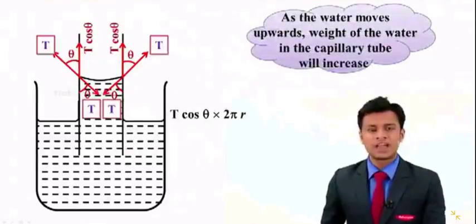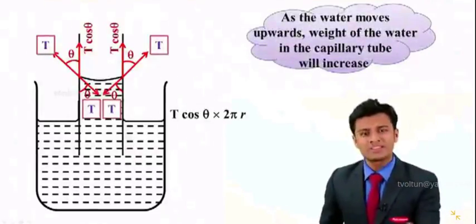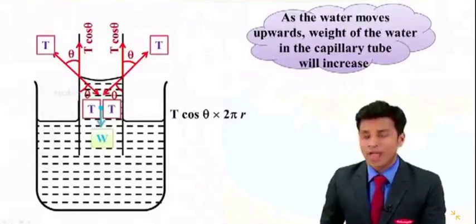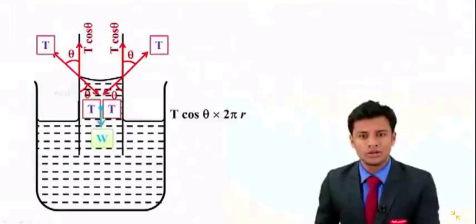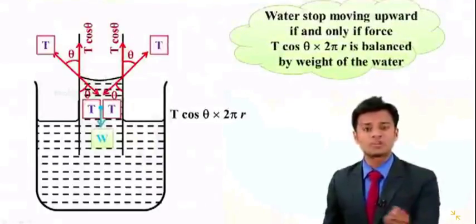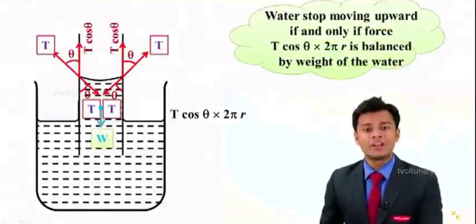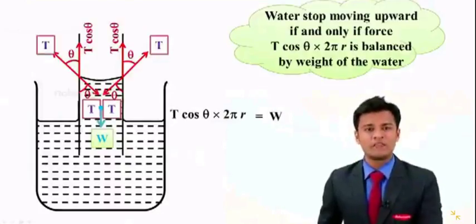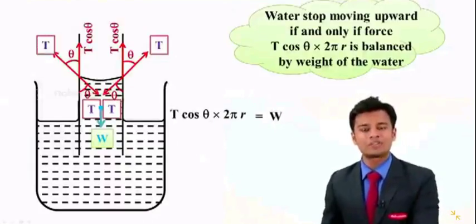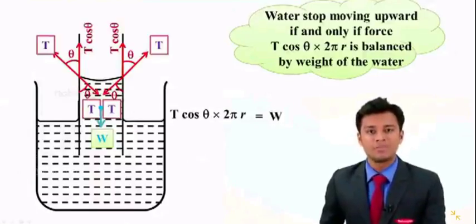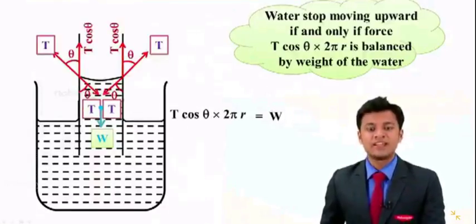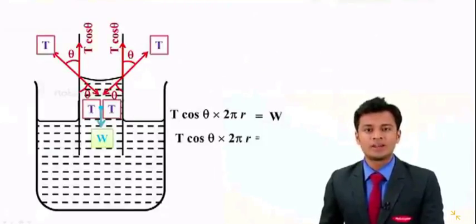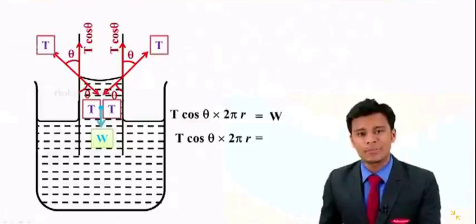But class, if you look at the diagram carefully, as we know that as the water moves upwards, its weight increases inside the capillary tube, and that weight is acting vertically downward. So the upward force is T cos theta into 2 pi r, and the downward force is the weight of the water. And the water will stop moving in the upward direction only when the upward force and the downward force are balanced by each other. So I say that T cos theta into 2 pi r is equal to W, where W is nothing but the weight of the liquid inside the capillary tube.